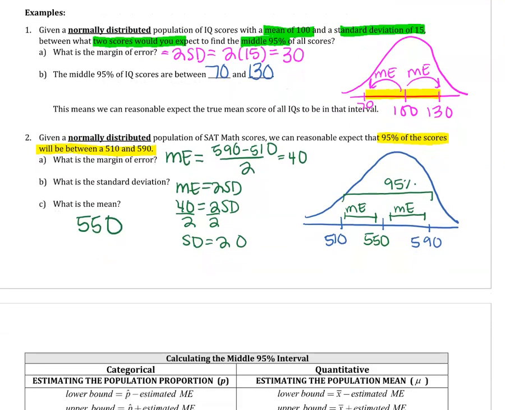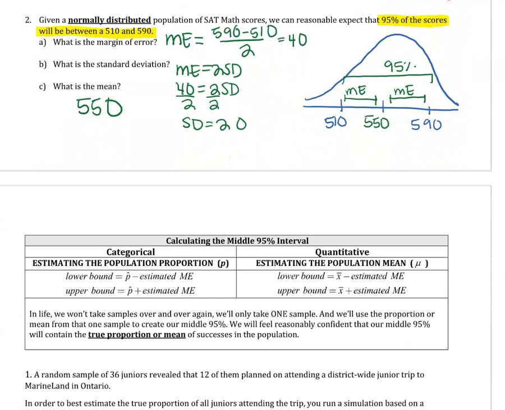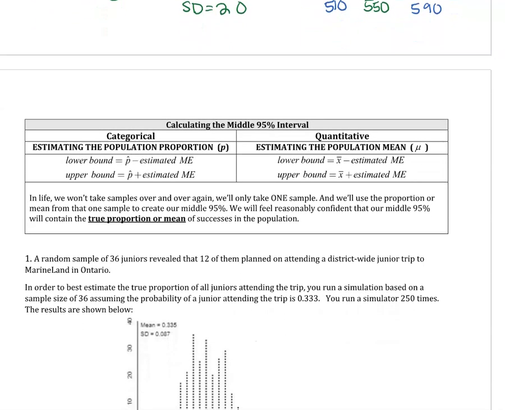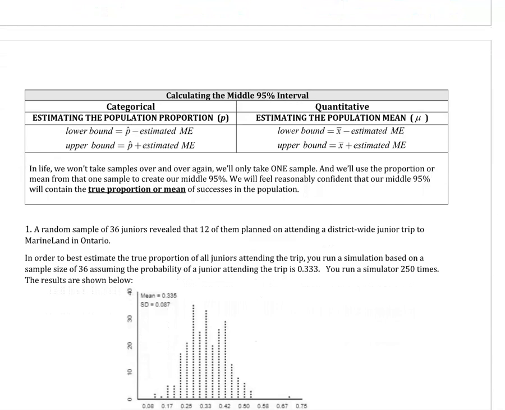All right, so moving on to the next page. In order to calculate the middle 95% interval for either categorical or quantitative data, it's all about calculating your low bound and high bound based on your margin of error. So you're going to take whatever your sample is, whether it's a p hat or an x bar, and you're going to add or subtract the margin of error. And again, margin of error is just 2 times the standard deviation.